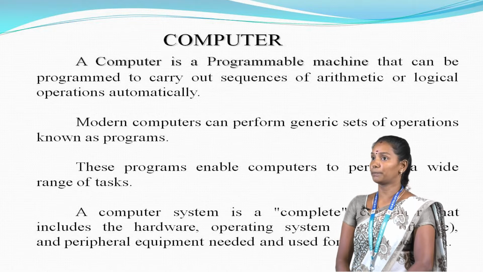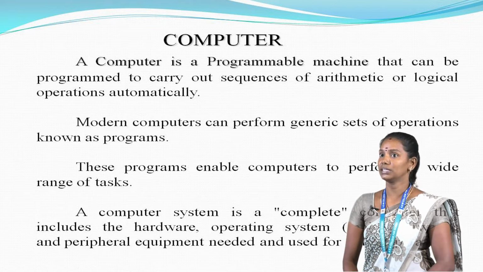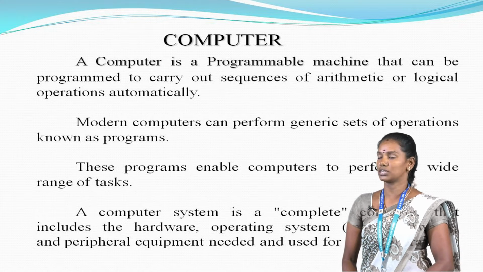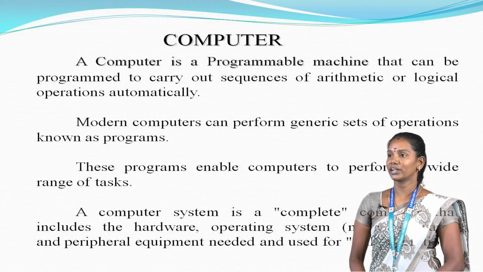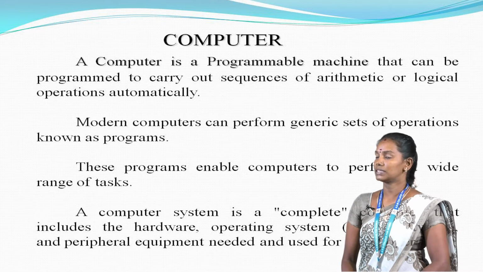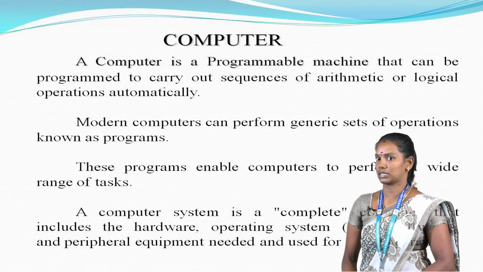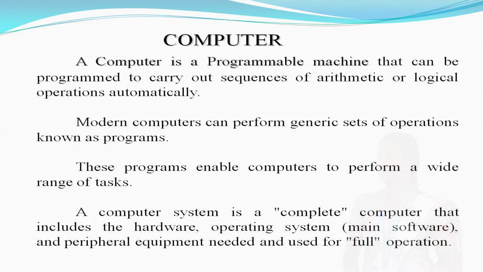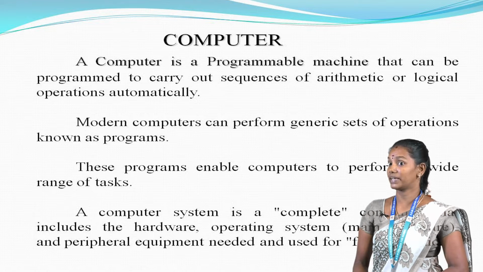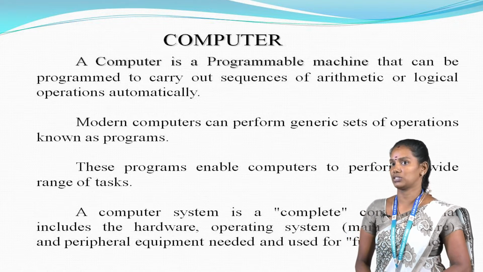The first one, computer. What is meant by computer? A computer is a programmable machine that can be programmed to carry out sequences of arithmetic or logical operations automatically. Modern computers can perform a generic set of operations known as a program. These programs enable computers to perform a wide range of tasks. A computer system is a complete computer that includes the hardware, operating system, that means main software, and the peripheral equipment needed and used for full operations.